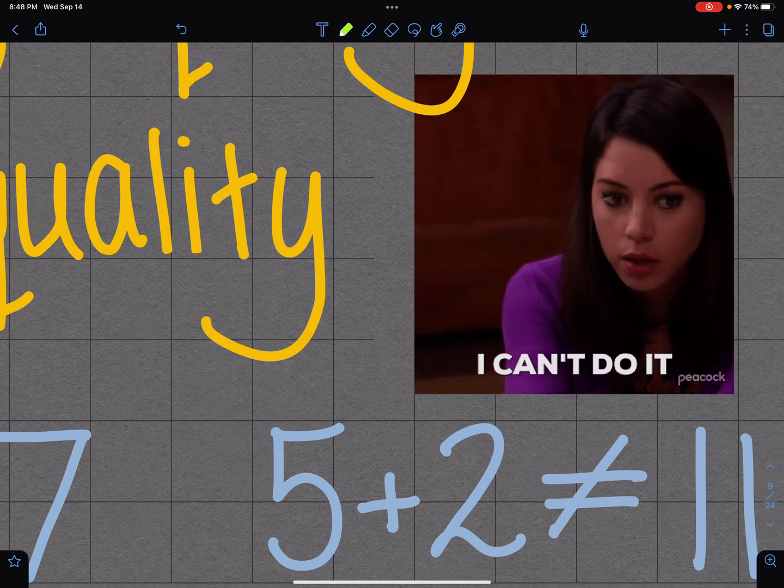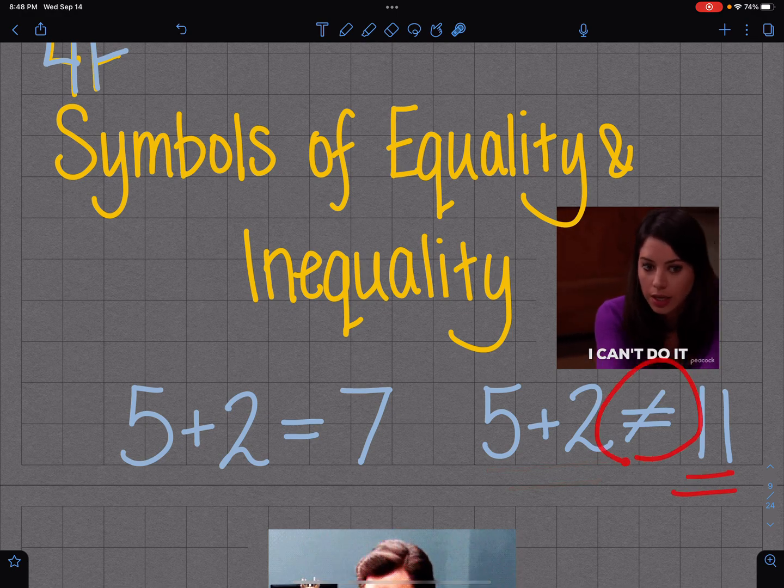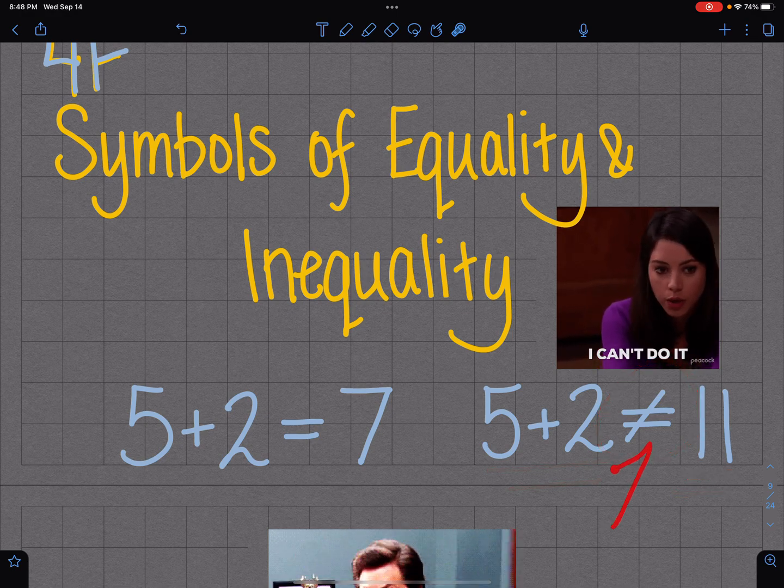The next topic is symbols of equality and inequality. All that means is these two things are equal to each other, so you put an equal sign. If anything is not equal, like 5 plus 2 obviously is not equal to 11, so you put this sign. This means not equal to, an equal sign with a slash across it. Okay, that's all they want you to know there.